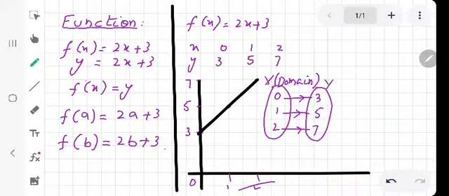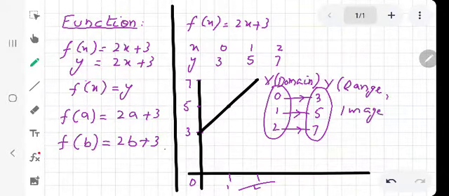and the values of y, or the values of f of x, are called range or image or codomain. Okay, so the values of x are called domain, and the values of y are called range or image or codomain. Okay, this is called mapping.